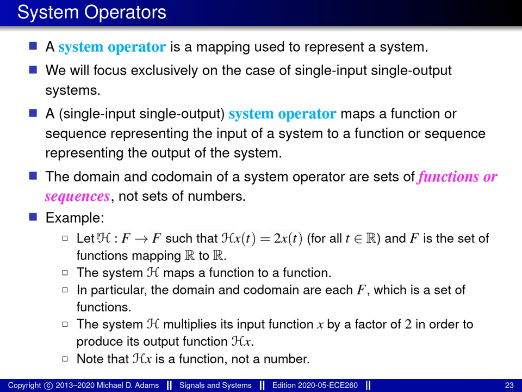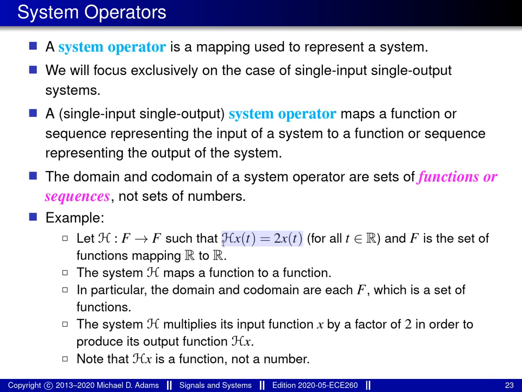So essentially what this notation is saying is we have a mapping called H, but this mapping that we're introducing here specifically is a system operator type of mapping. It maps elements from the domain F, which is a set of functions, to the codomain F, which is a set of functions that we were just introduced to a moment ago. And the equation that defines this particular operator or mapping is this equation here.